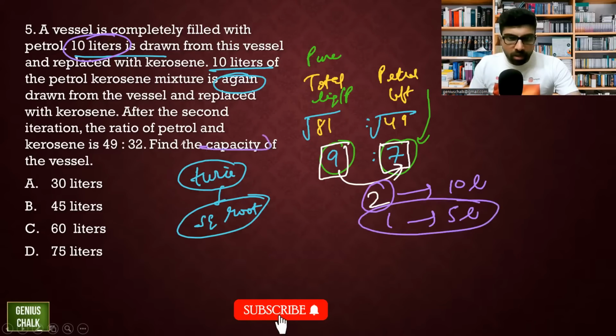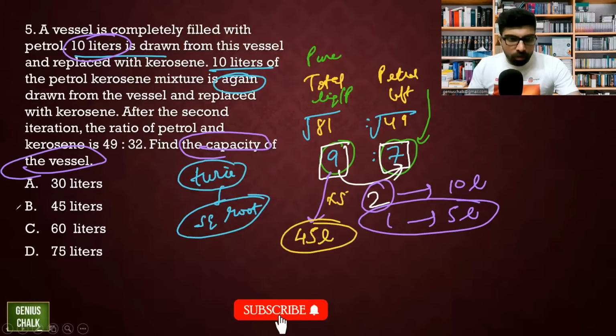It is asking you the capacity, which means the initial quantity. So if one value is 5, can you find 9 value? 9 into 5, that is 45 liters. That is option B. Option B is my answer. It's a beautiful question, beautiful concept.